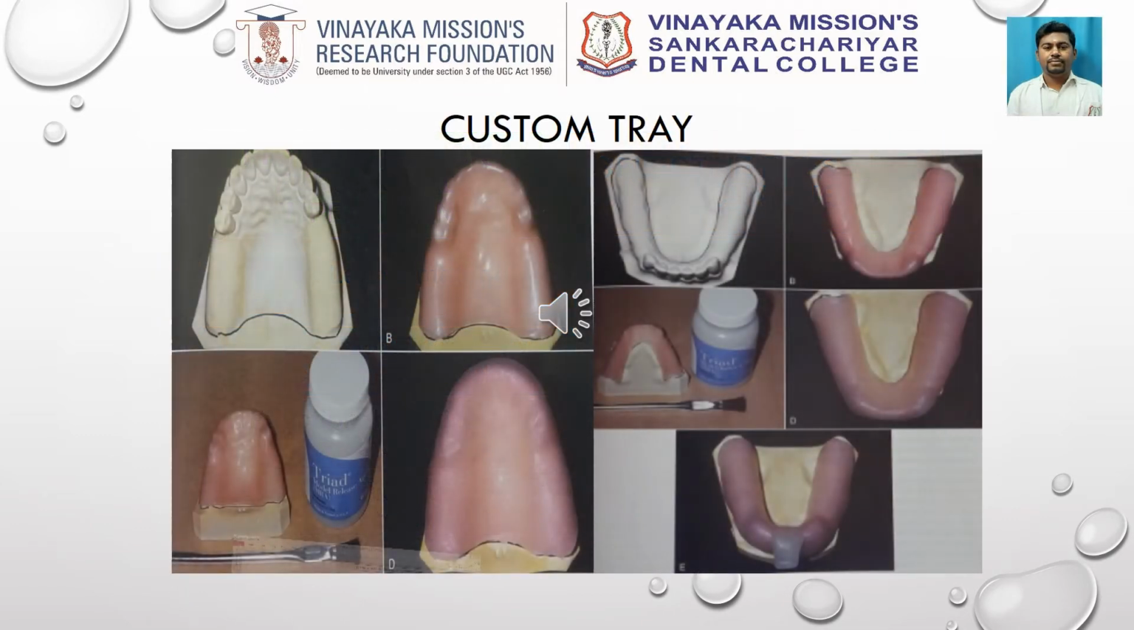For better understanding of how to fabricate a custom tray in distal extension scenarios, first the primary cast is taken and the outline of the special tray is marked. Before the self-cure is actually applied, a layer of wax is placed as a spacer so that it is easy for the removal, or we can also use a tin foil, which is not shown in this picture.